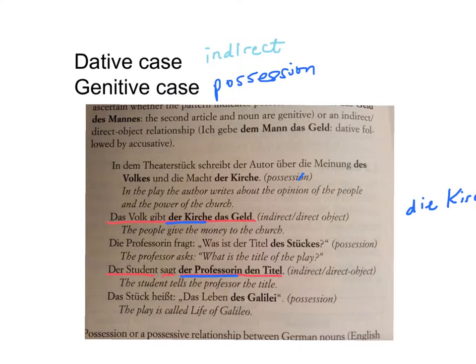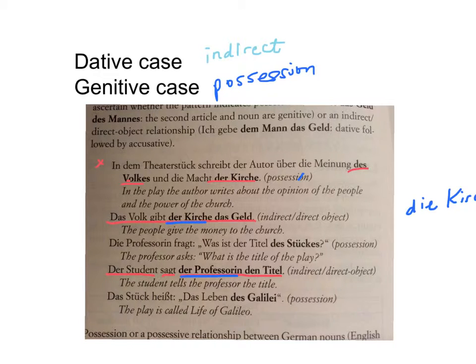The genitive example that starts this row of sentences is this one. In dem Theaterstück schreibt der Autor über die Meinung des Volkes und die Macht der Kirche. Both instances there are of showing possession. For us. Moving right down the page, we have another one.